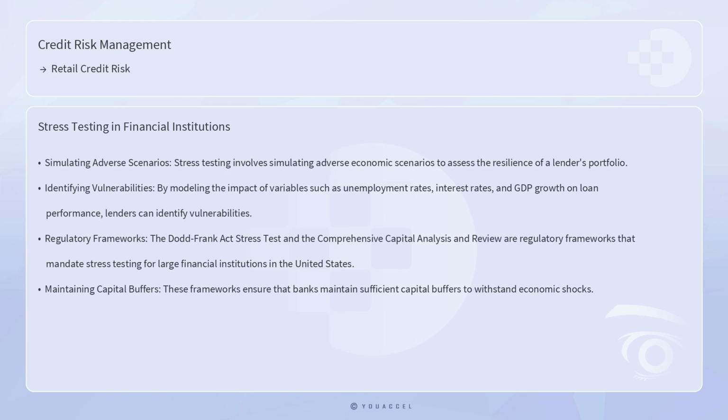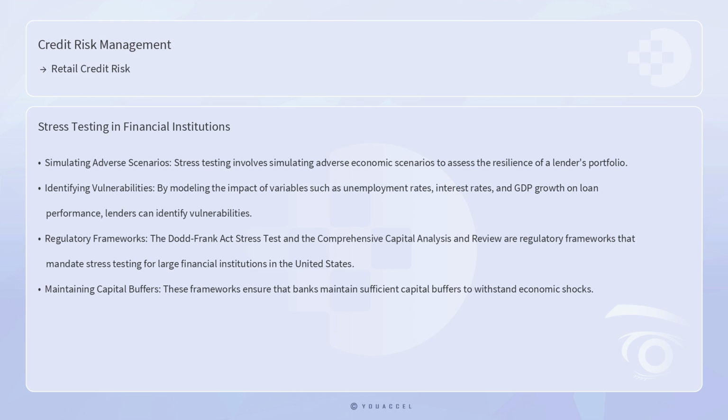Stress testing involves simulating adverse economic scenarios to assess the resilience of a lender's portfolio. By modeling the impact of variables such as unemployment rates, interest rates, and GDP growth on loan performance, lenders can identify vulnerabilities and take preemptive measures to mitigate potential losses.